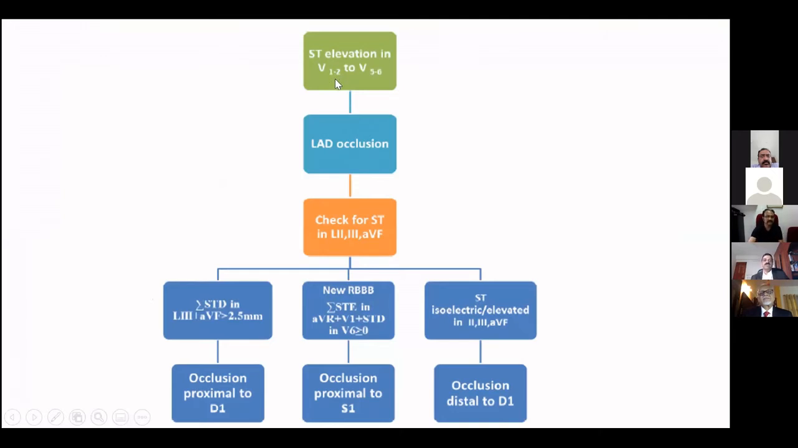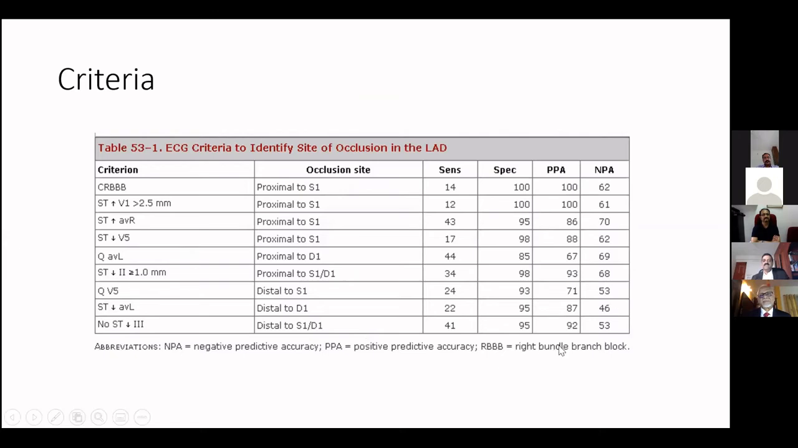So you have an ST elevation in V1 or V2. Many times V1 may not show the ST elevation, but V2 to V5, V6 do. Then we know that it's an LAD occlusion. Then check for ST changes in 2, 3, aVF. If the ST depression in lead 3 plus aVF is more than 2.5 millimeters, that is about 2.5 small squares, then the occlusion is proximal to the diagonal. If there's a new onset RBBB, or ST elevation in aVR plus V1, plus ST depression in V6 more than or equal to 0, then the occlusion is proximal to septal 1. And if ST is isoelectric or elevated in 2, 3, aVF, the occlusion is distal to D1. So we are able to differentiate three levels of occlusion in the LAD, each with its own sensitivity, specificity, and predictive value. These are not commandments, these are more caveats.